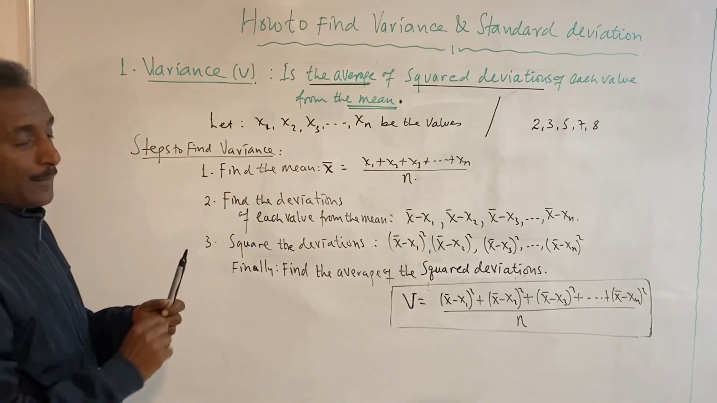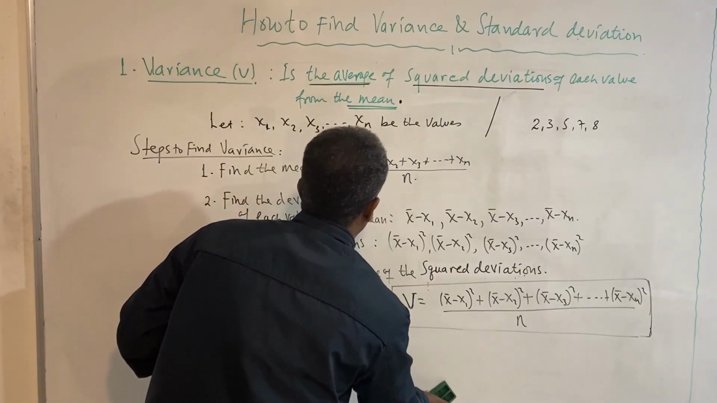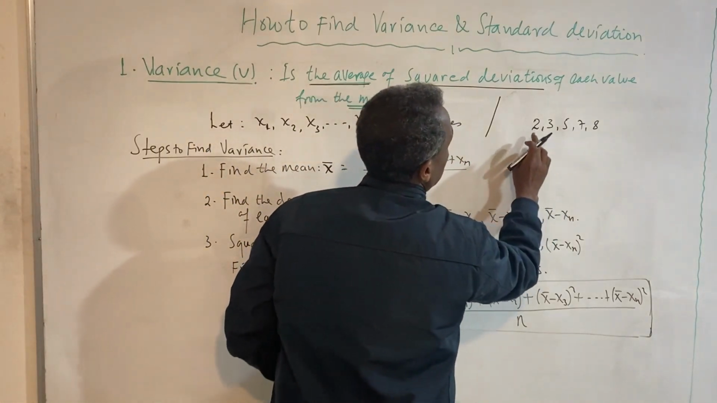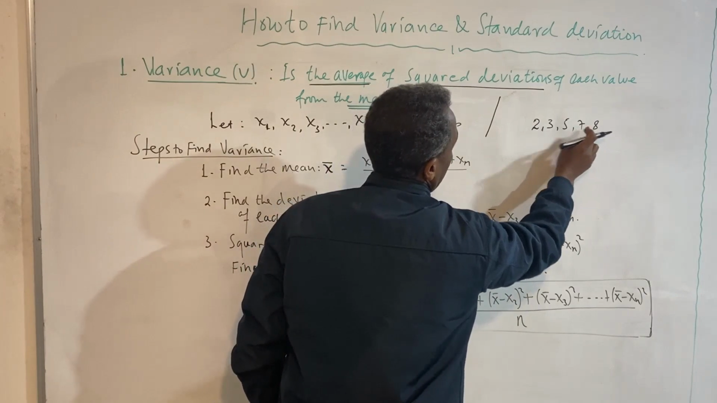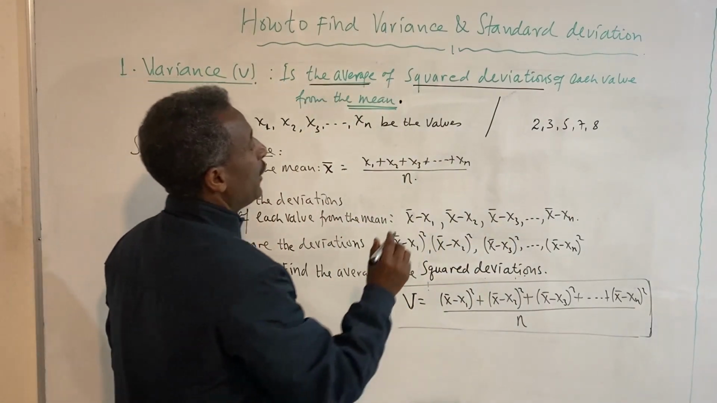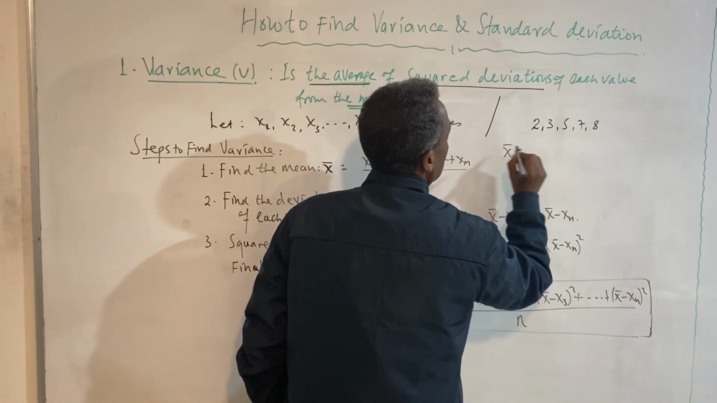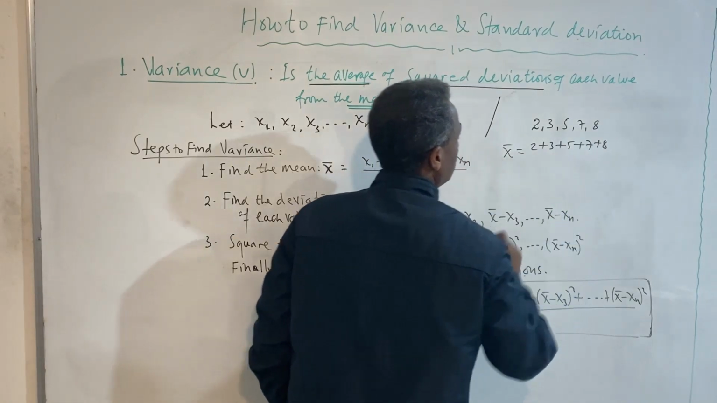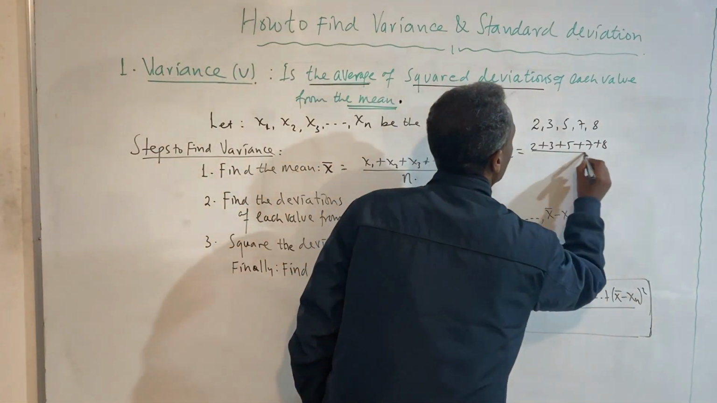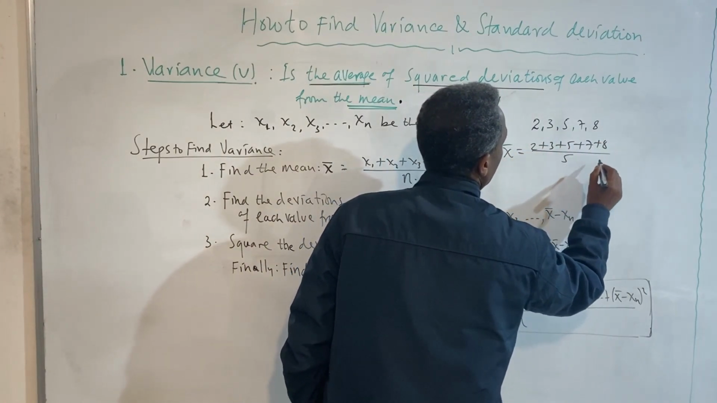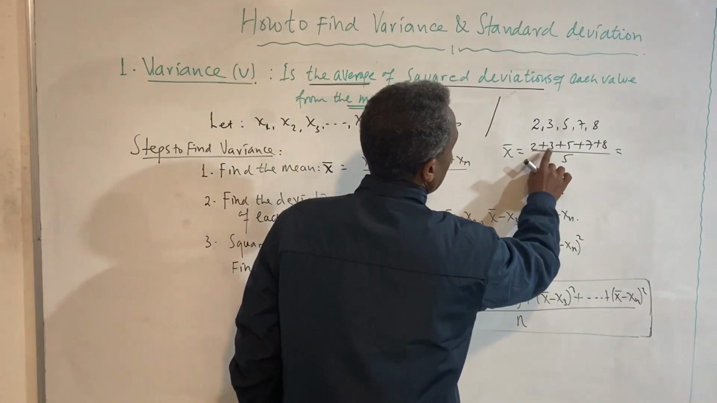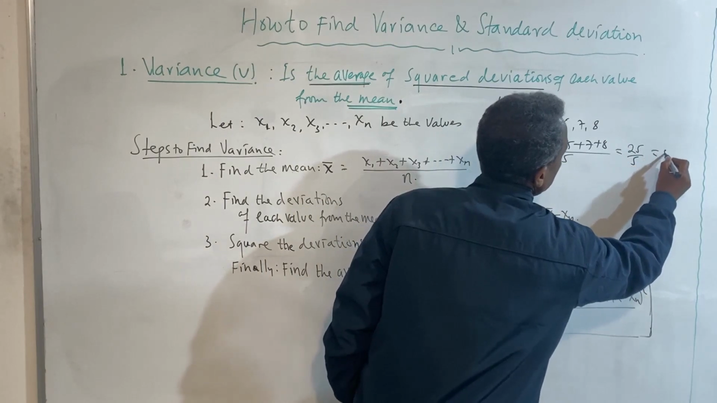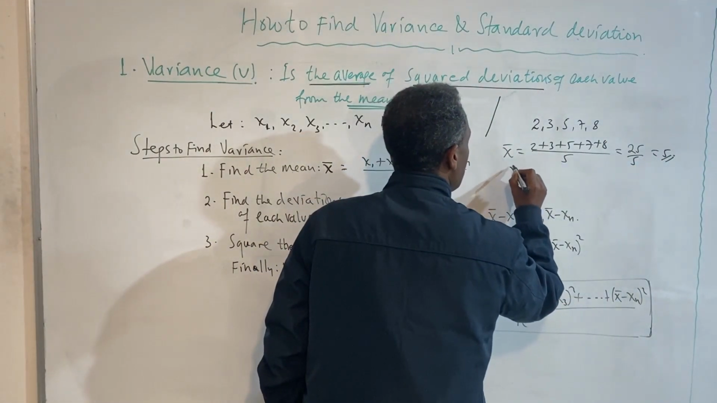Let us see it using an example. Let the numbers be 2, 3, 5, 7, and 8. So what's our first step? We have to find the mean. 2 plus 3 plus 5 plus 7 plus 8 over 5, which is 25 over 5. That's 5. So our mean is 5.